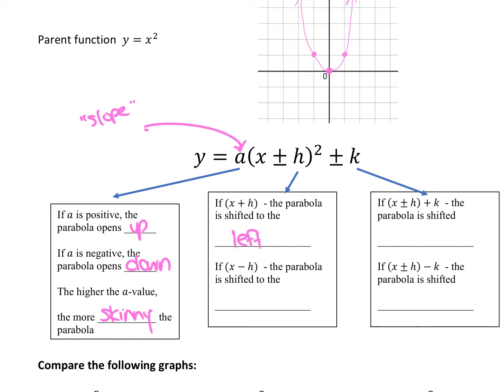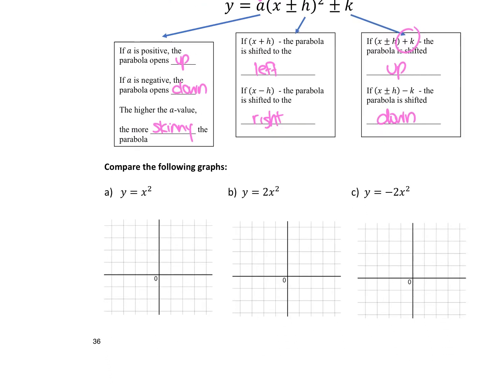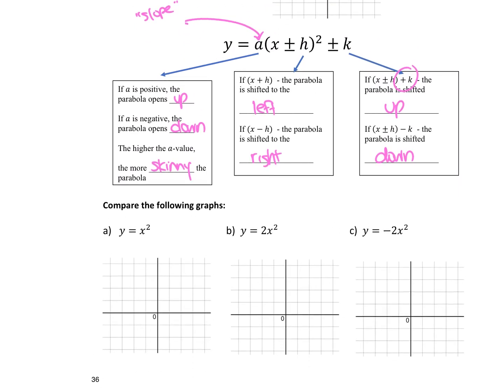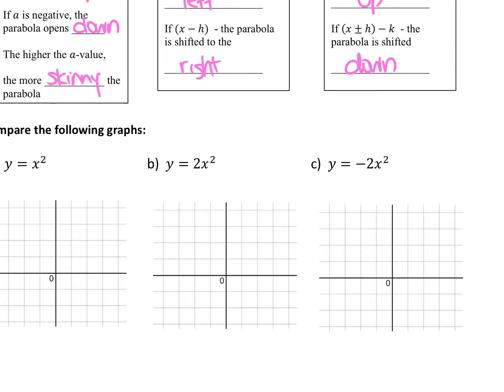Left. If it's minus h, it goes? Right. Okay, what about k? Positive is up and negative is down. Okay, good. You remember your transformations. All right, so that being said, we've already graphed x squared. I'm not going to regraph x squared. Let's look at b and c.